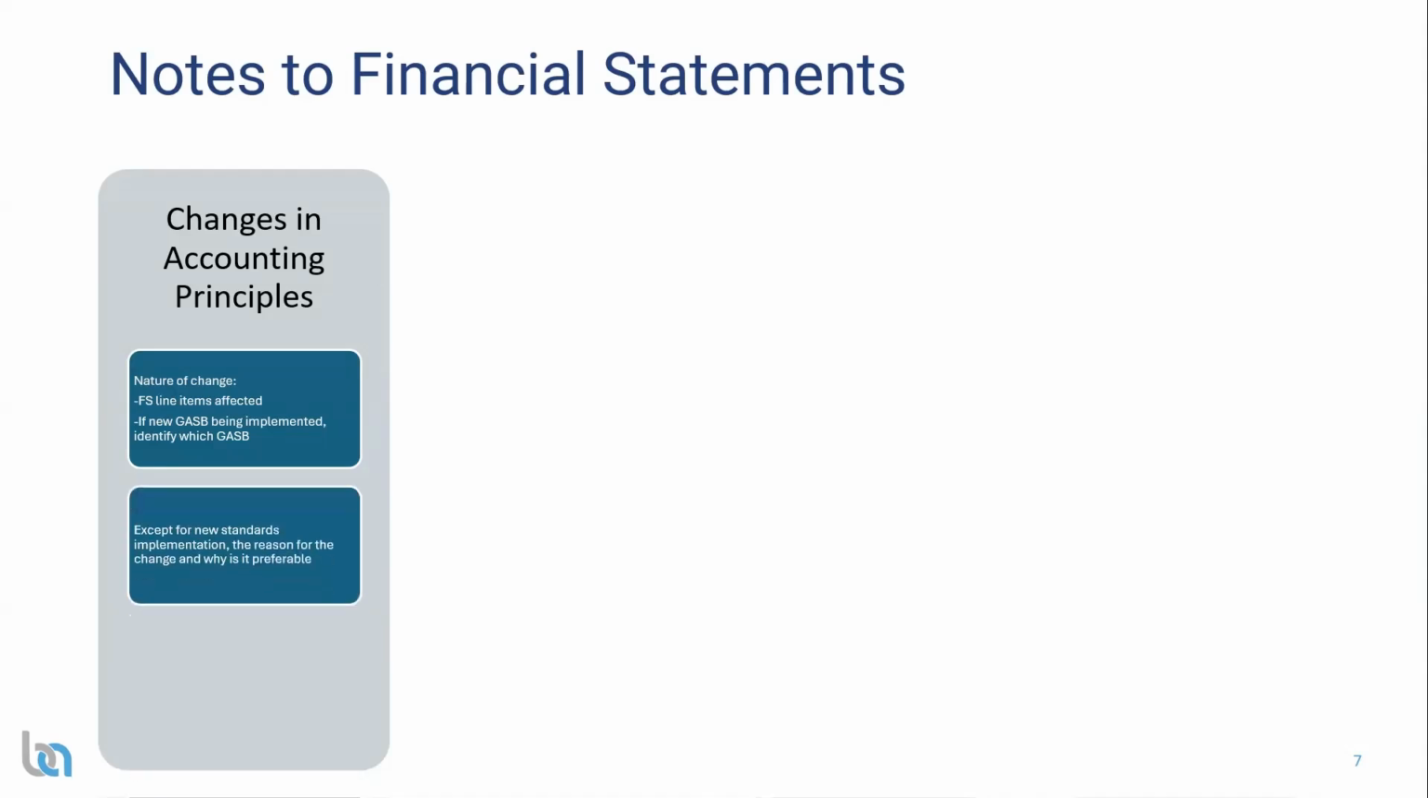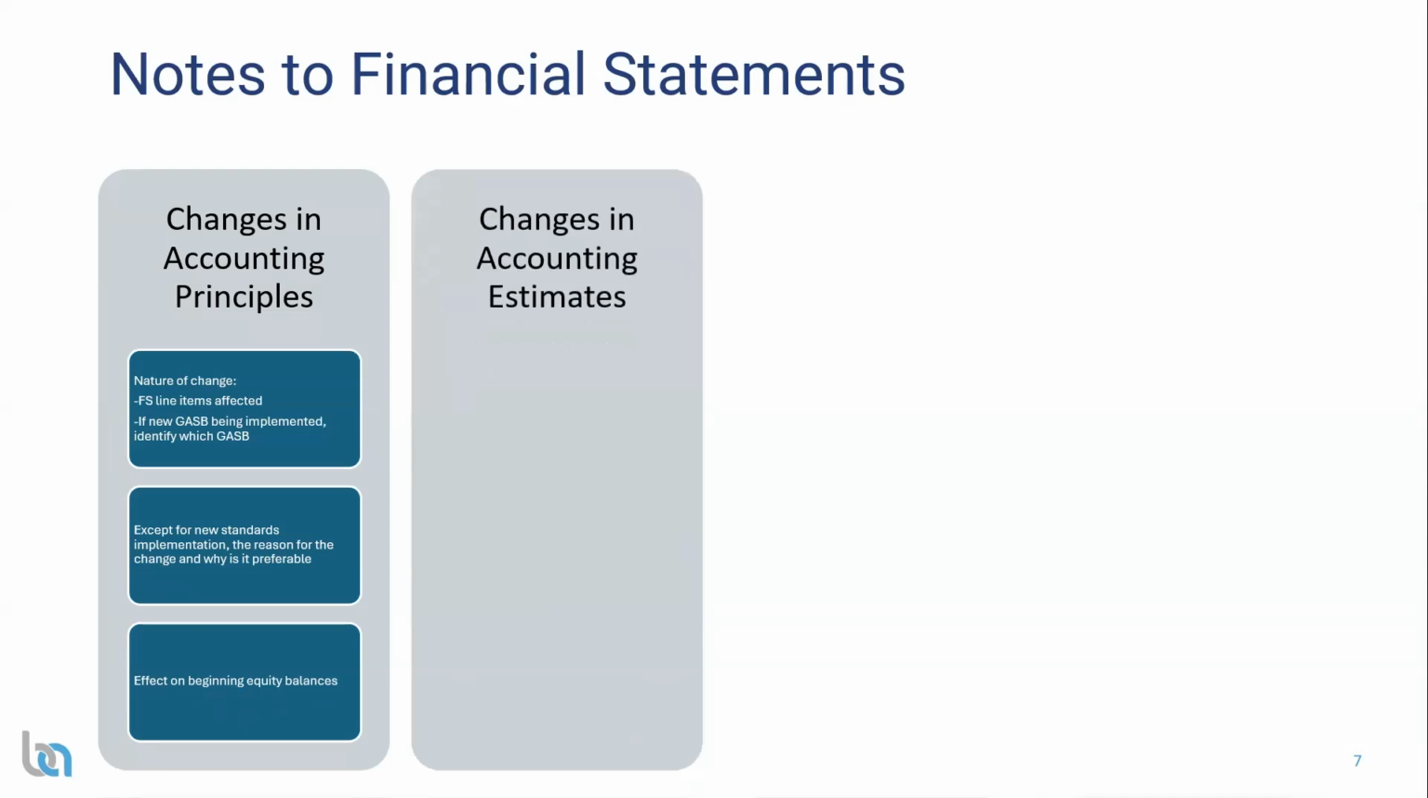Obviously, if it's a new GASB being implemented, you have to identify which GASB. You also, except for any new GASB being implemented, you have to specify the reason for the change. Obviously, if it's a new GASB, you're required to implement it, so you don't have to specify any reason. But if you're changing a GASB just because you feel it will provide you better measurement, you have to really explain why you think it is preferable. And you also have to state the effect on the beginning balances, the equity balances.